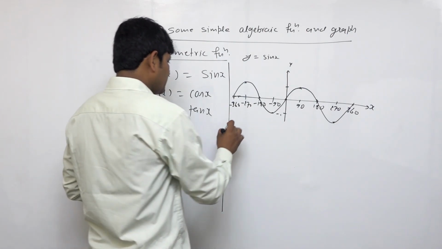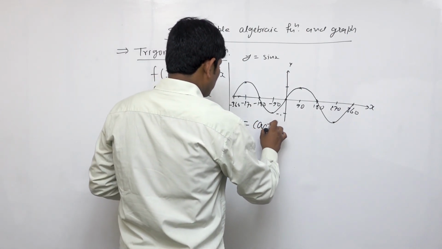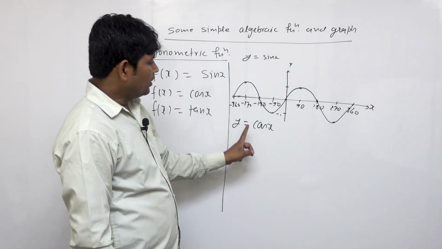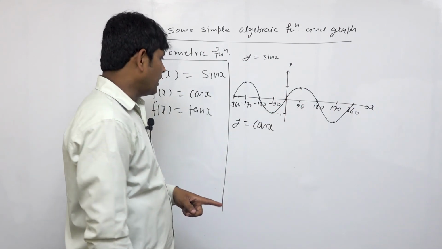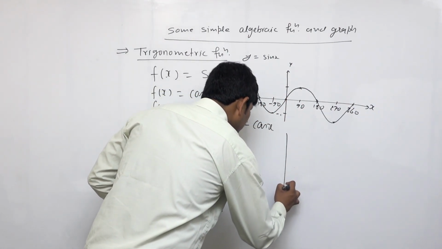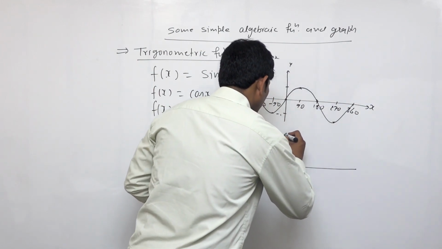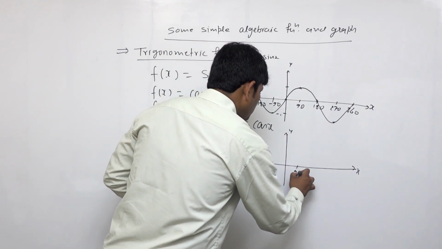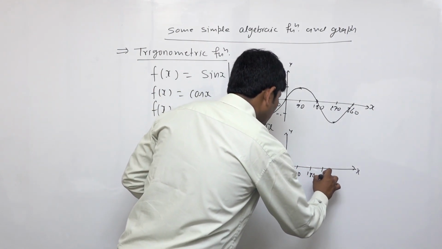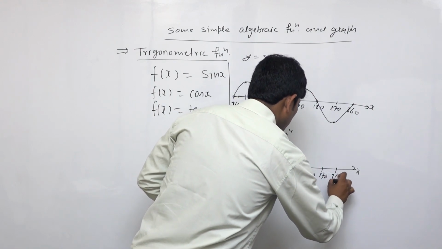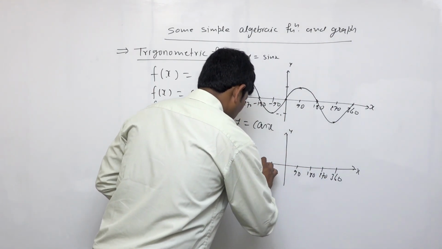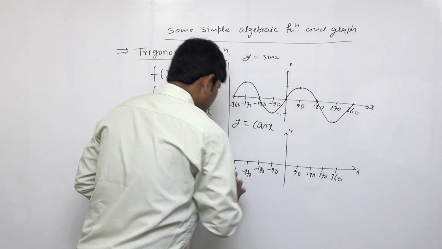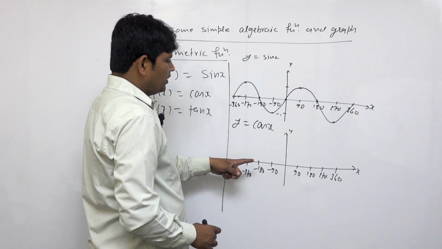What is the graph of cos x? y is equal to cos x. Cos is also periodic in 360 degrees. So in cos also we will take the same interval of 90. There is y, there is x. So 0, 90, 180, 270, 360, and -90, -180, -270, -360.